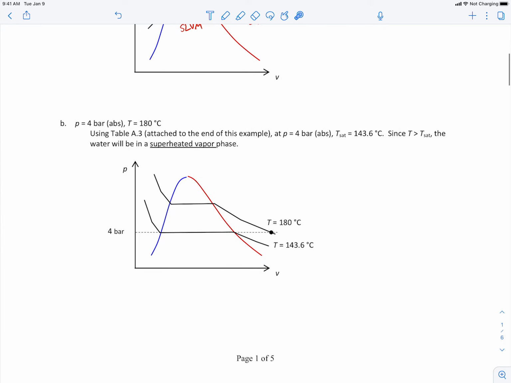So that one I'll plot on a PV diagram just as an example. So here's pressure and specific volume. And here's our pressure of 4 bar. The saturation temperature isotherm of 143.6 is shown right here. So that's the isotherm at the saturation temperature corresponding to 4 bar, right? Because that isotherm, that's the temperature right along that horizontal line at 4 bar.